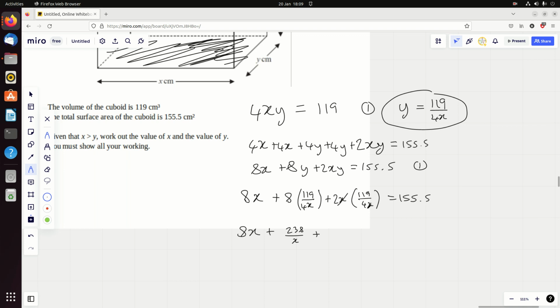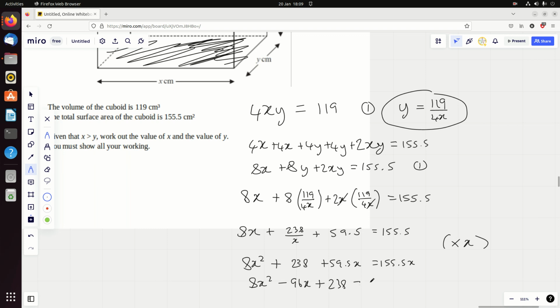Now notice here, the x is going to cancel with that x. So this is 59.5, equals 155.5. Now this may look horrible, but if you times through by x, you've got the quadratic I said would turn up. So 8x squared plus 238 plus 59.5x equals 155.5x. That's a quadratic. So 8x squared minus, if you take that away from that, I think you get minus 96x plus 238 equals 0.